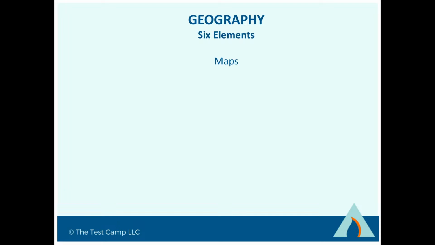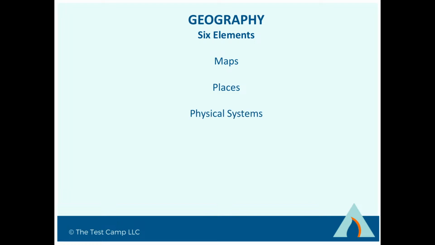Expect to be tested about maps. Your knowledge about maps and maybe your ability to use and locate places on a map could be on the test. The next element is places and regions. So places like landmarks or maybe cities. Regions. What's a region? A territory, a country. Yes, or a continent, right.